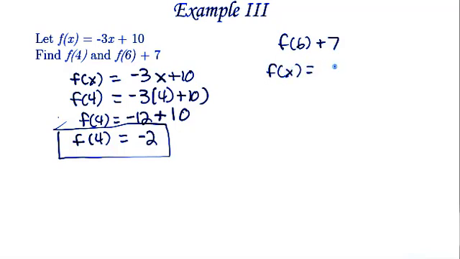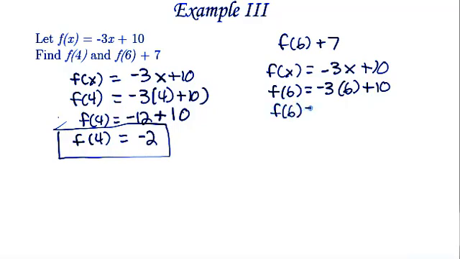So rewriting my function as f of x equals -3x plus 10, I'm going to find f of 6. Once I find that value, I will add 7 to it. So f of 6 equals -3, in place of x, I'm writing 6, plus 10. So f of 6 equals -18 plus 10. F of 6 equals -8.